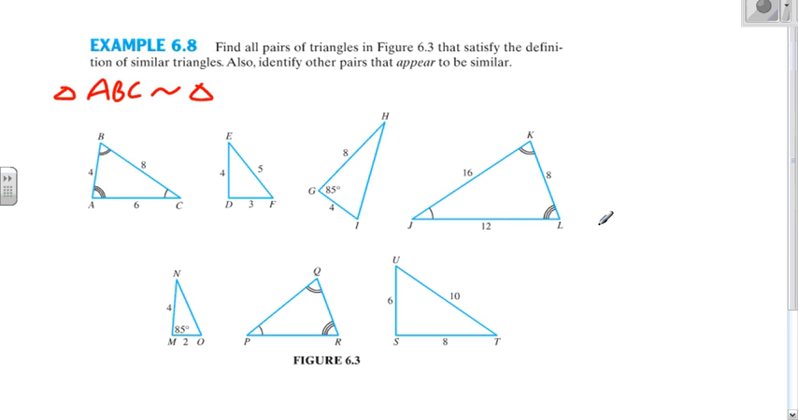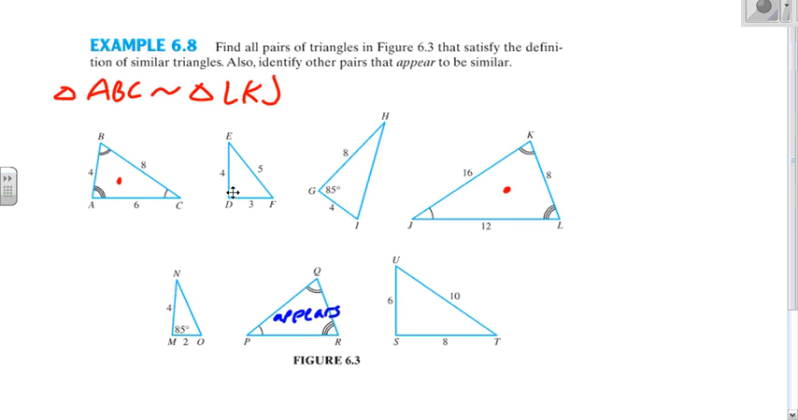If it goes ABC, it needs to go LKJ. So those are similar. Those are the only ones that have all the information we need. But it appears this one's pretty close. The angles are marked, and the sides are not marked, but it appears like it might be. So that one appears to be similar.